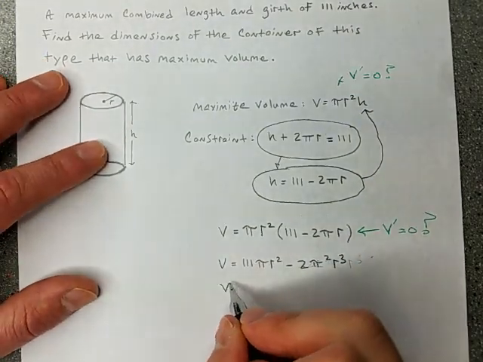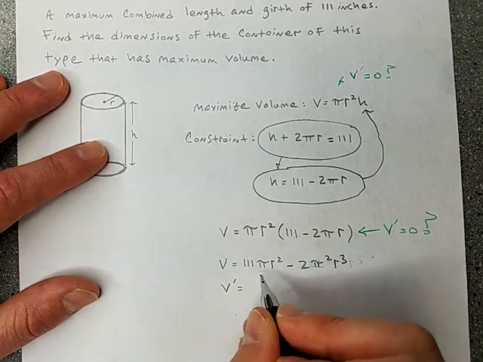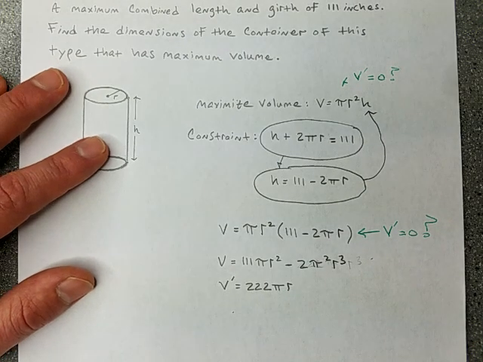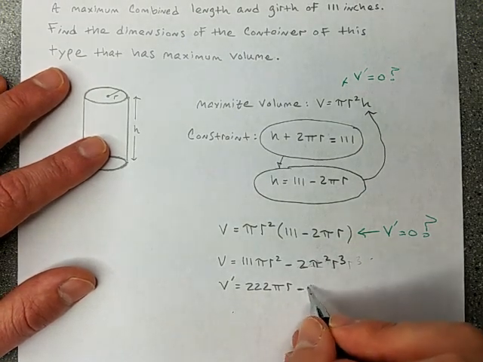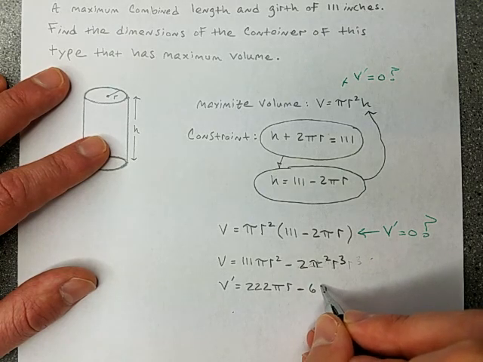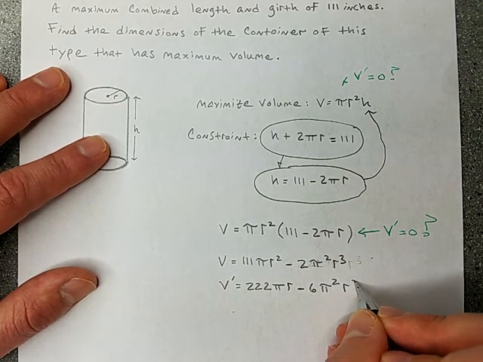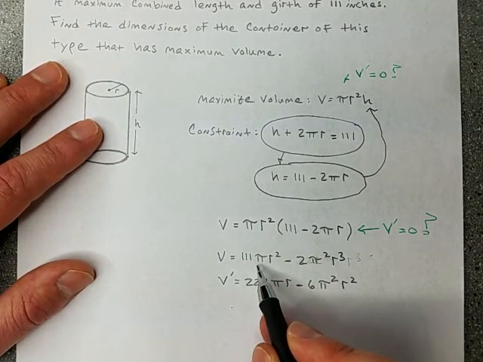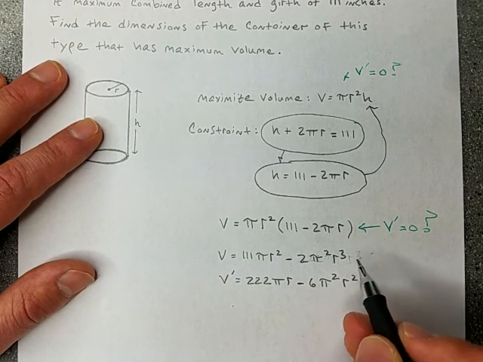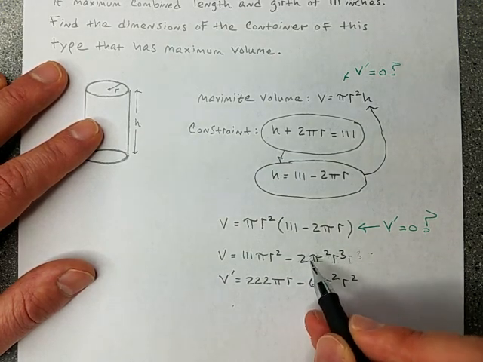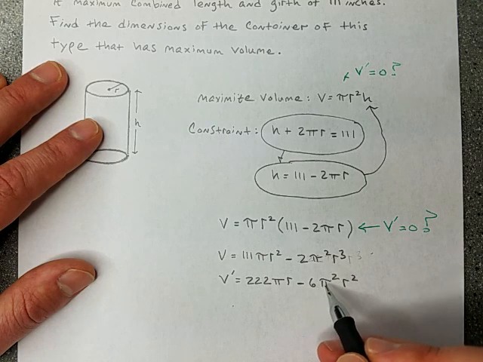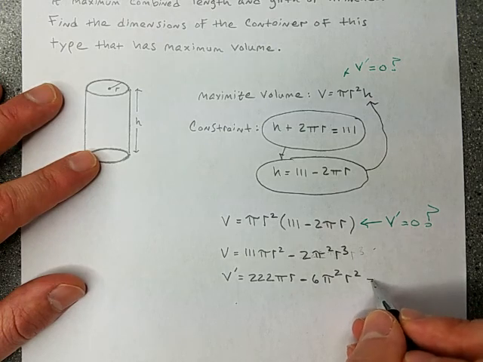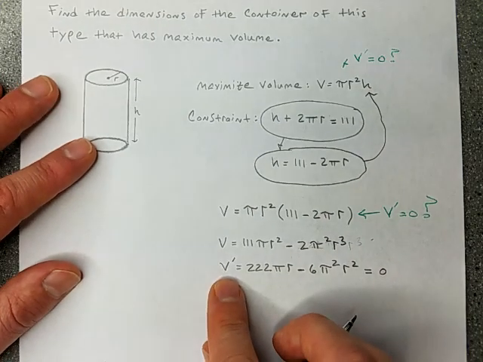So V prime is going to be 222 pi r, and then here, minus 6 pi squared r squared. Here, I'll bring down the 2 with the constant, 111, and I'll get 222 pi. Here, r is the variable. 3 out here with 2, 6 pi squared, and then r squared. So at this point, I will solve it for 0, now that I've found the derivative.